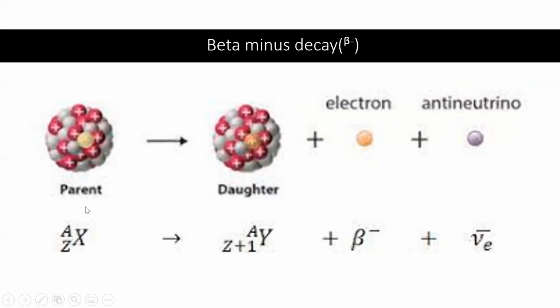Beta minus decay. Let's say this is the parent nucleus with atomic number Z and mass number A. The daughter nucleus will have the same mass number A, but the protons will be one more. An electron will be emitted, also known as beta minus, and an antineutrino is created. An antineutrino has no mass and no charge. A neutron is lost, so an antineutrino is created, but this antineutrino is massless, with zero mass and zero charge.